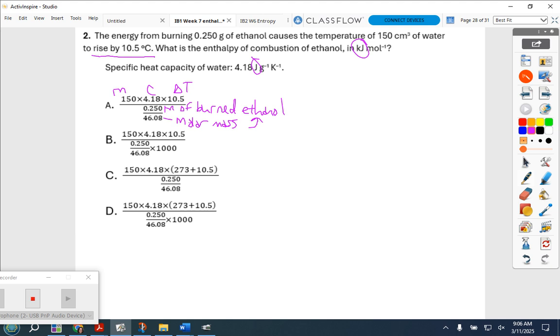So we needed to change joules into kilojoules, and that is how we do that, by dividing it by 1,000. So if we took A and divided it by 1,000, we would have B, right? Okay, and they will mess with you like this. So you have to pay attention to the units.